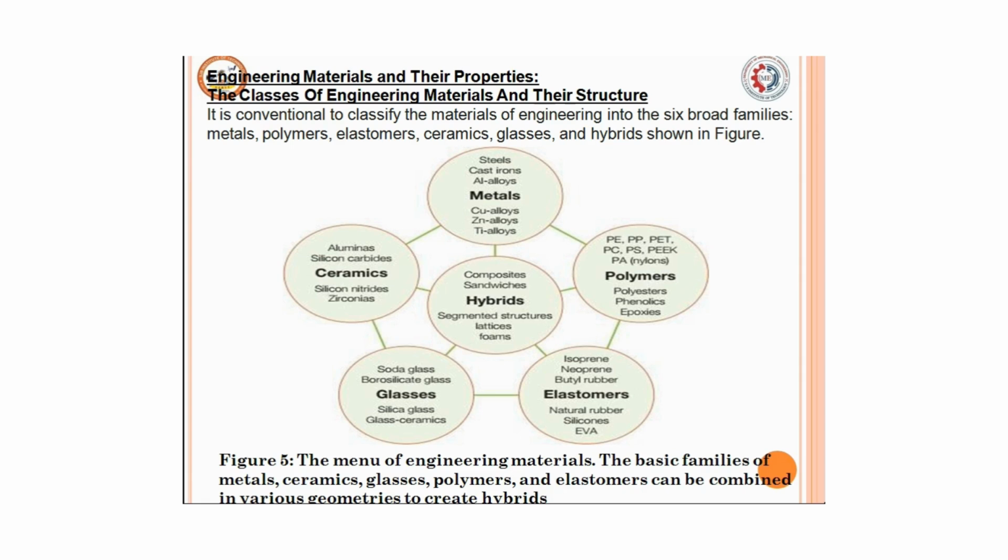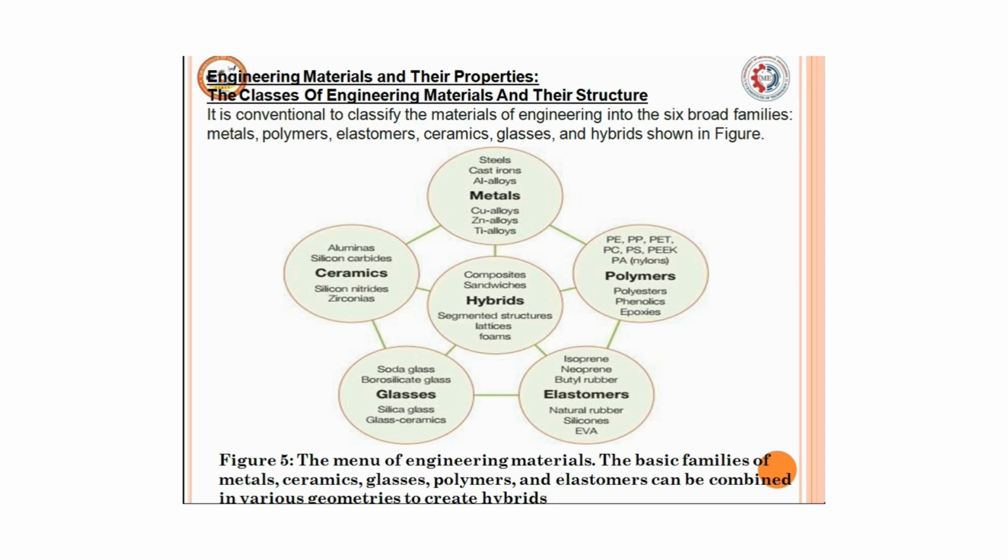Next, coming to the elastomers. Elastomers have elastic property. It may be butyl rubber, neoprene, isoprene, all these things are the rubbers. Natural rubber, silicon, and EVA are the elastomers. Further coming to the glasses, we have got soda glass, borosilicate glass, glass and ceramics combined together, silica glass, soda glass, like this different types of glasses are there.